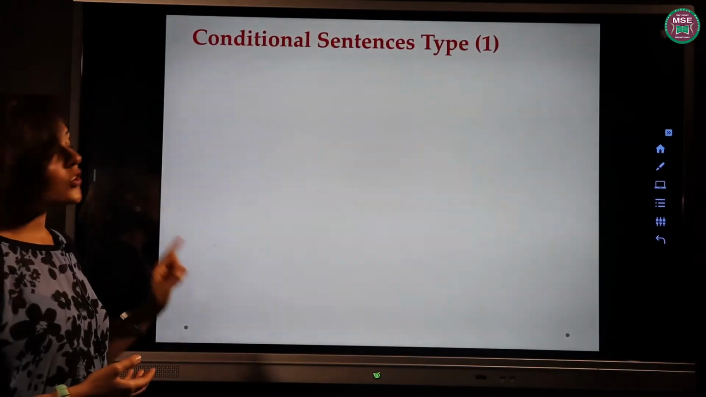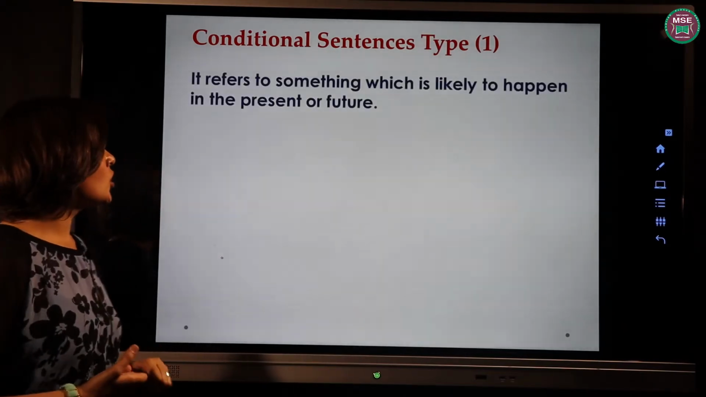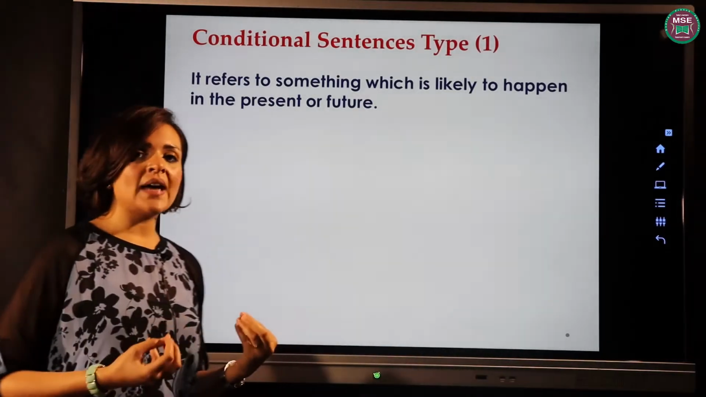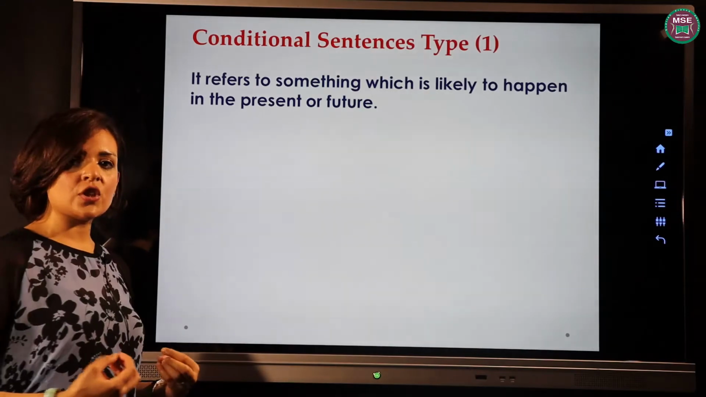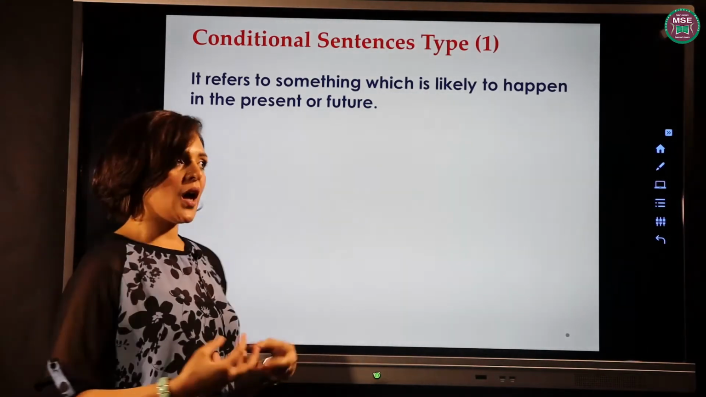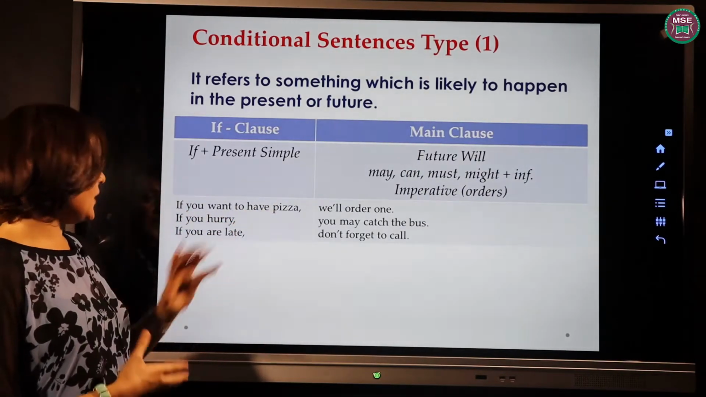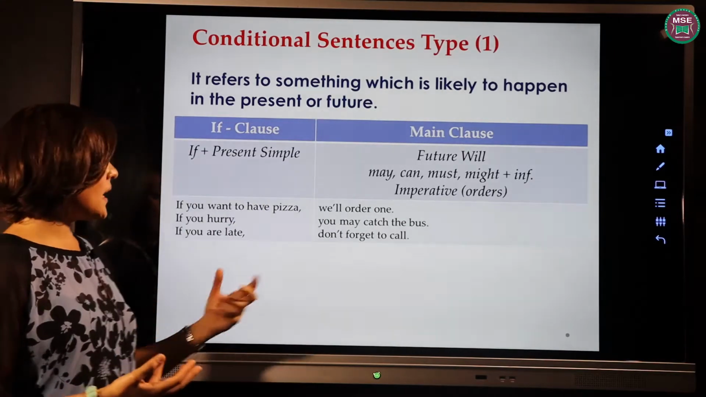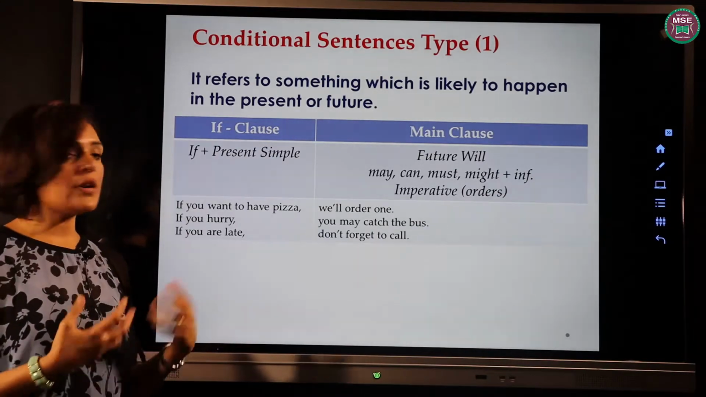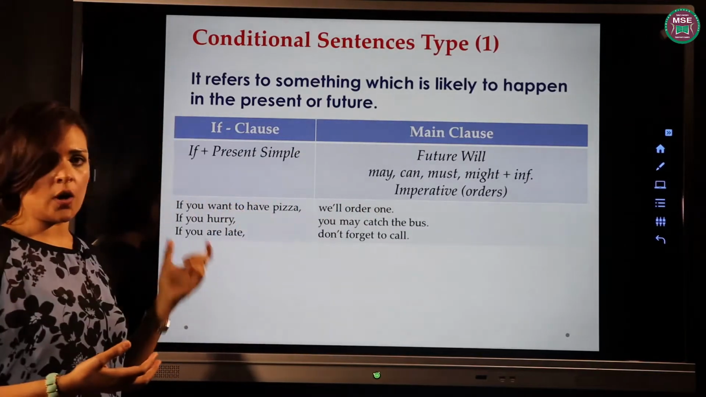Here we have conditional type 1. What is the first conditional? The first conditional is something that I speak and I know that it is likely to have a result in the future or in present time. For example, if you want pizza, we will order one. So it is very possible, it is very likely to order food when you are in need of it.